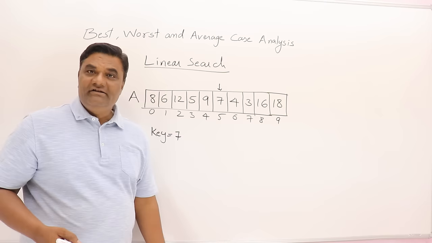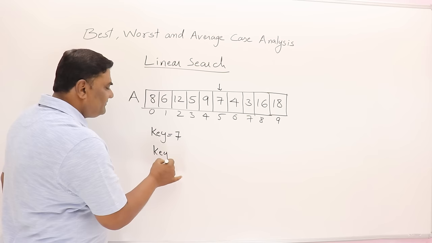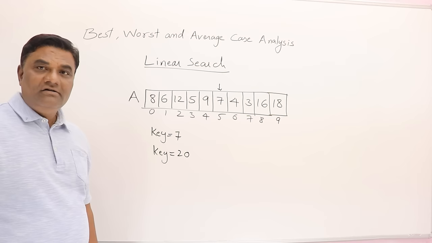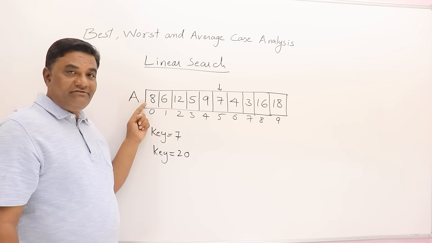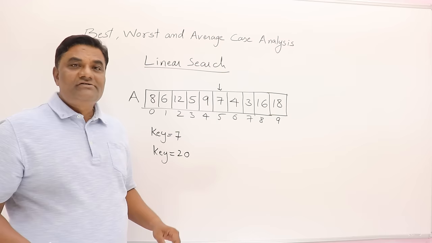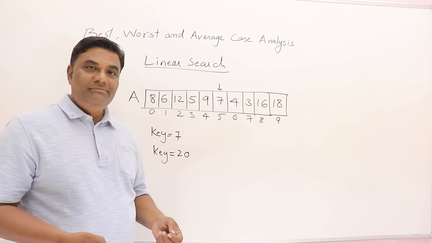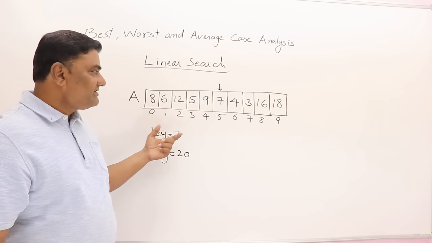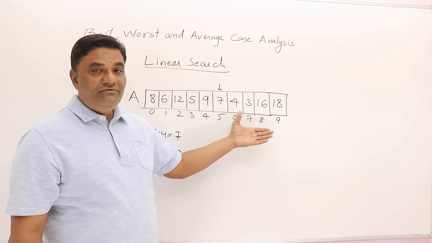Suppose I am searching for a key element 20. Let us start linear search. It will check the first element, no, it is not present. The next one, next one, next one, next one. It will check all the elements and find that 20 is not present in the list. So when we search in a list, the search may be either successful or unsuccessful. For 7, it was successful and we found it at index 5, and 20 is not found when we have checked the entire list. This is how linear search works.